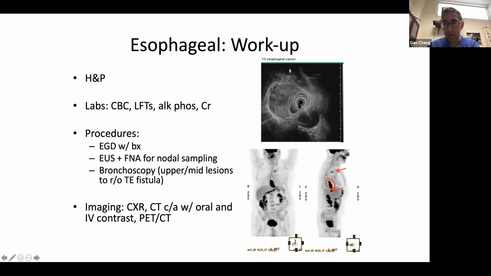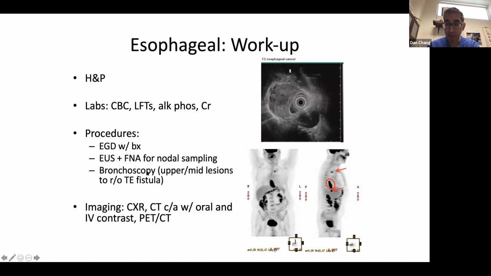Basically, the probe is this center part, and then you can visualize the different concentric rings, which are the different layers, the mucosa and the muscularis, et cetera. You can measure how thick the tumor goes through, and if it pierces through the esophageal wall, it's considered a T3.